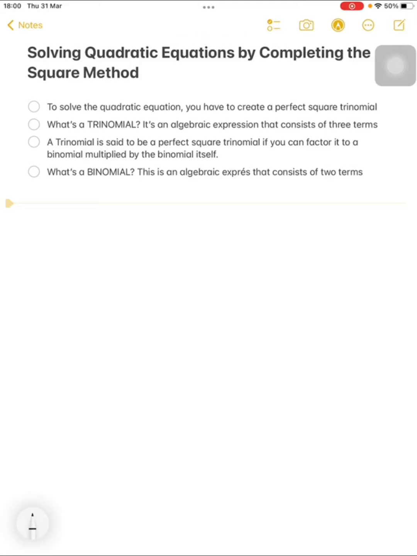And maybe you would ask me, what is a trinomial? A trinomial, I would say, is an algebraic expression that consists of three terms. For example, you have x squared plus maybe 2x plus 1. That's a trinomial. It has three terms. You have the first term, the second term, and then the third term. But then again, this trinomial has to be a perfect square.